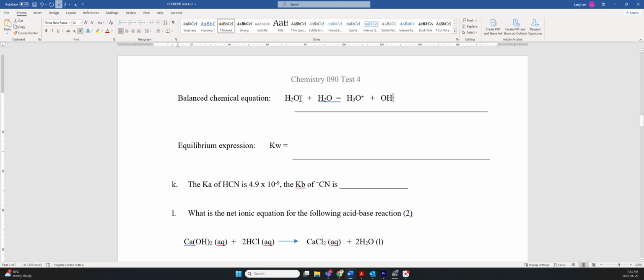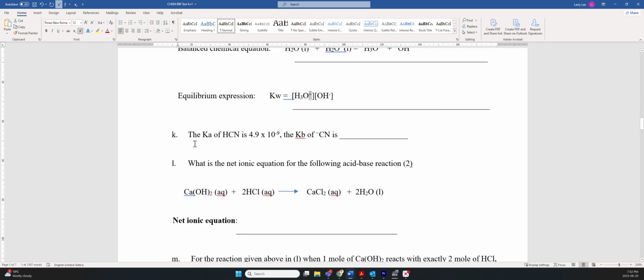The Kw, because these guys are liquids, only count as 1. They're not even counted in the equilibrium expression. This is an expression. All it is the concentration of the products, H3O plus or H plus, times the concentration of OH minus. That is the answer for this one. Very simple. We don't include water in our equilibrium expression. It's just the products over the reactants, and these are just the products right here.